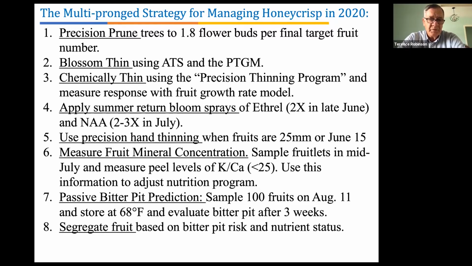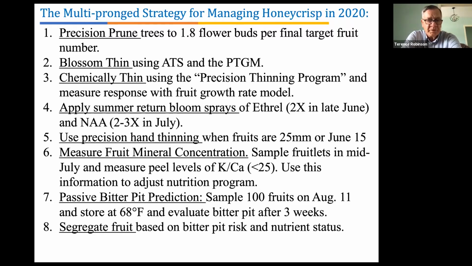We proposed to use the precision thinning program and measure fruit growth rates to estimate how many fruit we had thinned off and not over thin. We'd also suggested that summer return bloom sprays be applied with 2 ethrel sprays in late June and 2 to 3 NAA sprays in July. So we're right in the middle of that process, and we're past the ethrel date, and people should be applying NAA sprays every 10 days or every 2 weeks through the month of July.